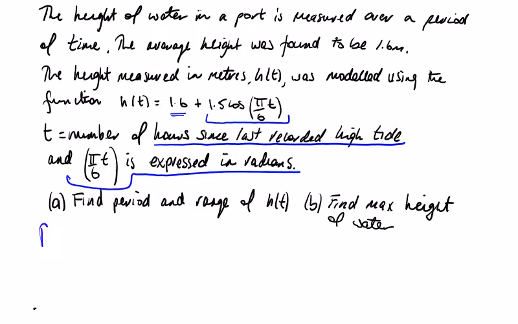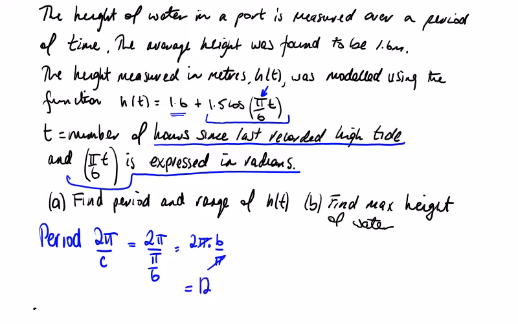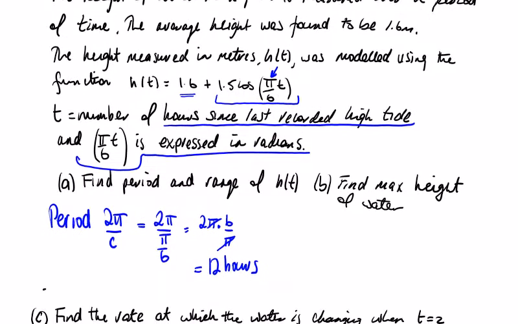Well, the period is always given to me by 2 pi divided by the coefficient of time, which these functions normally always are. So the coefficient here is pi over 6. So 2 pi divided by pi over 6 is equal to 2 pi times 6 over pi. My pi's cancel, and I'm left with 12, and time is hours. So my period is 12 hours.